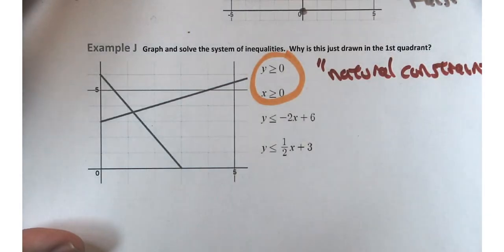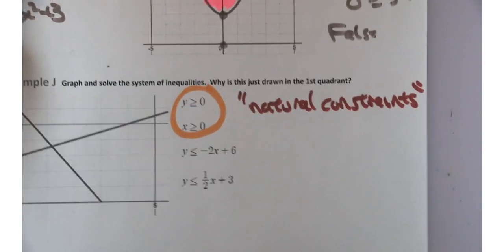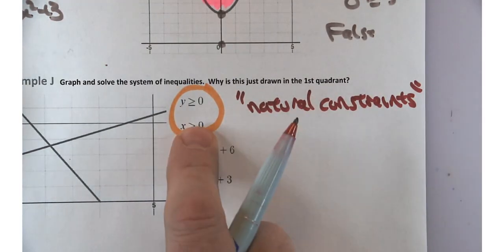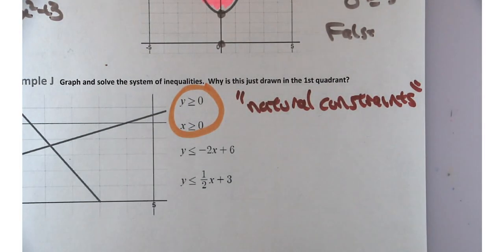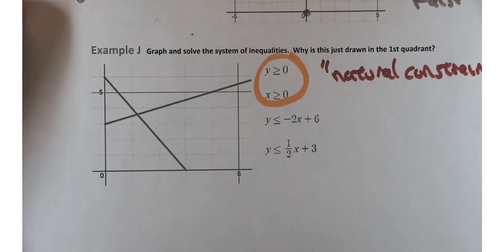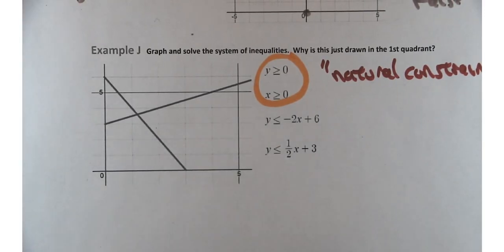That's because these things arise naturally. When you're talking about production or something like that, you only have a positive amount of material to use or a positive amount of man hours to use, etc. So a lot of times these just arise naturally as a condition of your problem. So we've got two other parts of this inequality. We've got to shade both and see where they intersect each other.